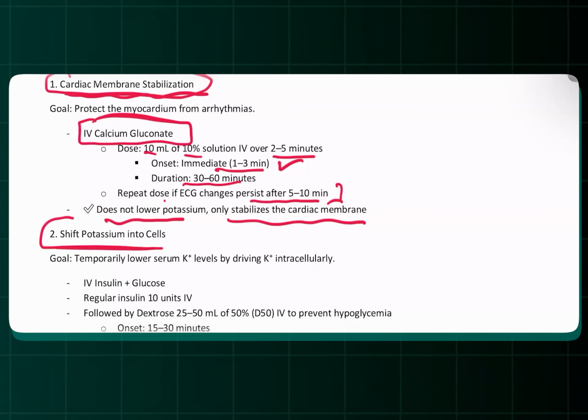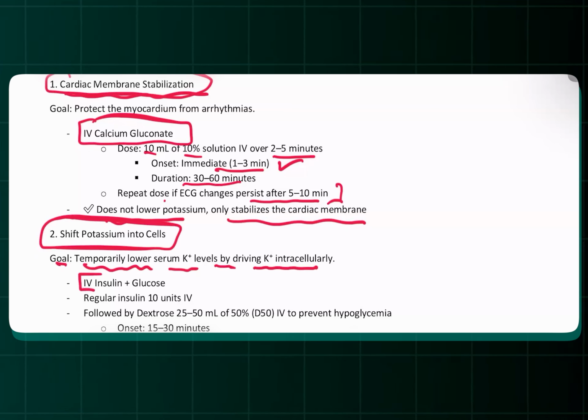Number two is to shift the potassium into the cells. So the goal is temporarily lowering the serum potassium levels by driving potassium intracellularly. Who does that? IV insulin plus glucose. Regular insulin 10 units IV bolus, followed by 25 to 50 ml of 50% dextrose IV to prevent hypoglycemia. The onset takes around 15 to 30 minutes, lasts for a good 4 to 6 hours. It gives you enough time.